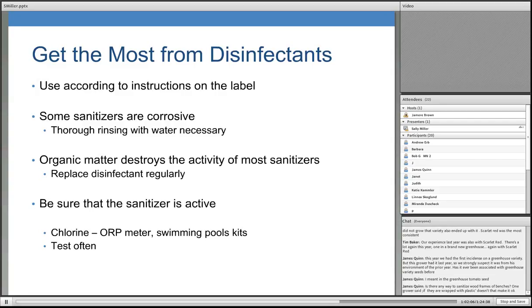Okay, so the question here is, is there any way to sanitize wood frames of benches? One grower said if they are wrapped with plastic, doesn't that make it okay? Well, if they are wrapped with plastic, it makes it easier, I suppose, because you're just sanitizing the outside, the plastic, and getting it clean. If they're wooden, I think even these sanitizers can work quite well on wood. For example, I think a quaternary ammonium compound might work. You just have to look at the labels. I think it's possible to do it.